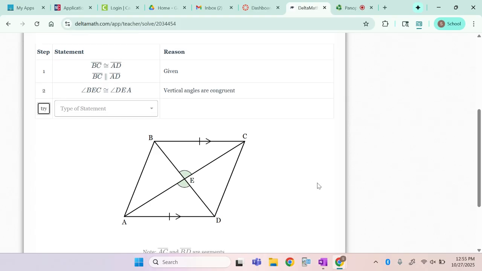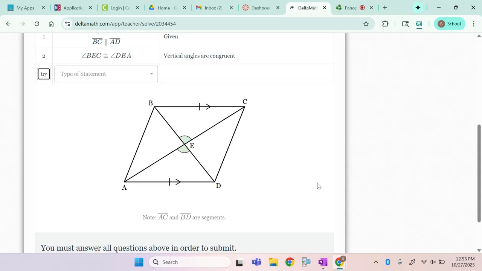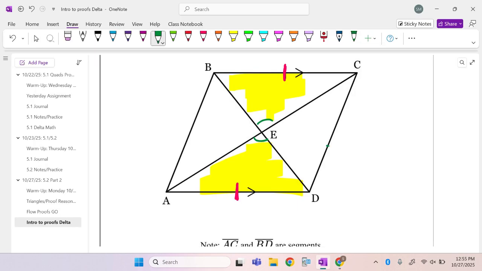Now, speaking of alternate interior, that brings up the whole parallel line thing. So if we're talking about these two lines being parallel, so the transversal would be right here. Which two angles can I say are congruent now?